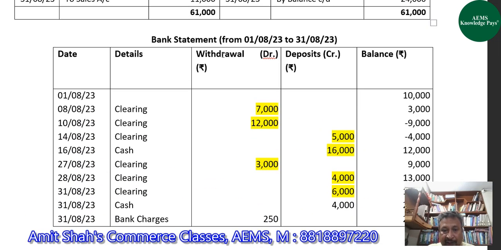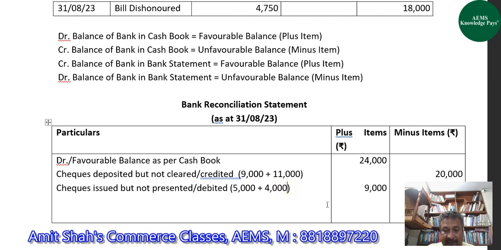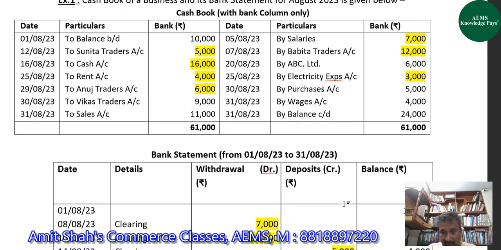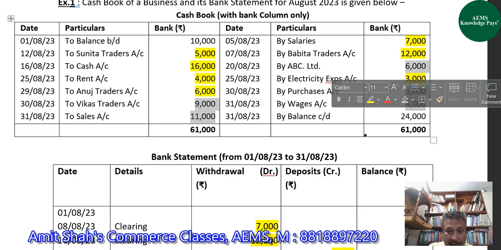So we have taken care of these four unticked items. Okay, there was one more, guys. 6,000 is also not there in withdrawal column anywhere. So this 6 also I'm adding here. So 6 plus 5 plus 4, that is 15,000. Right? So as far as the items which remained unticked in cash book, that have well been taken care of.